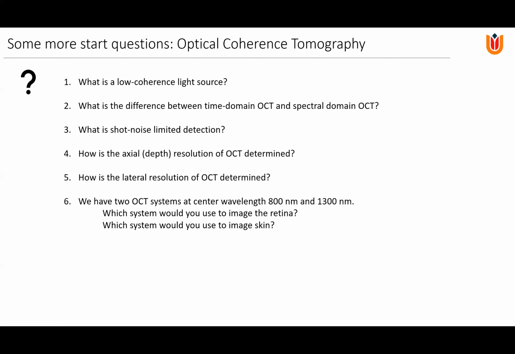So the confusing thing about this is that there are two ways of doing spectral domain OCT. One where you have the wavelengths one by one, and one where you have them all together.